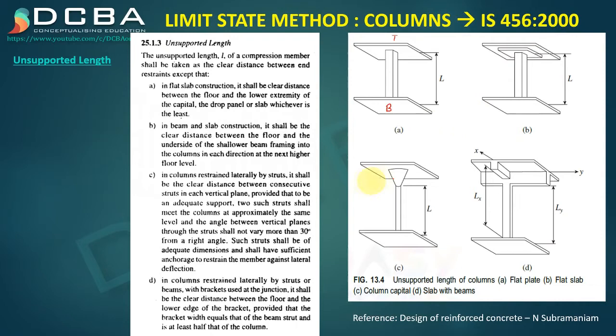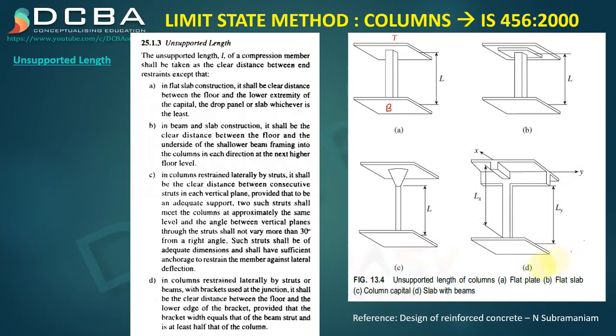Okay. The third one, again this is a flat slab construction, but here you can see a flat portion is there, that is called a column head. Okay, so the unsupported length will be from the top edge of this bottom slab till the bottommost point of this column head, or it is also called a column capital, as it is written here.